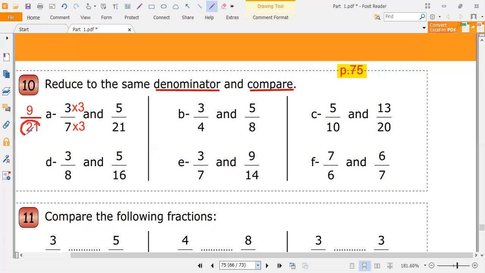same denominator, 21 and 21. Now we have to compare the numerators, 9 and 5. Which one is bigger? 9, so 9/21 is bigger than 5/21.